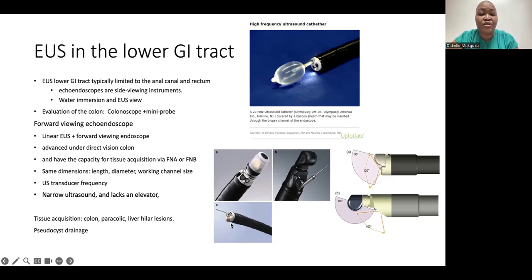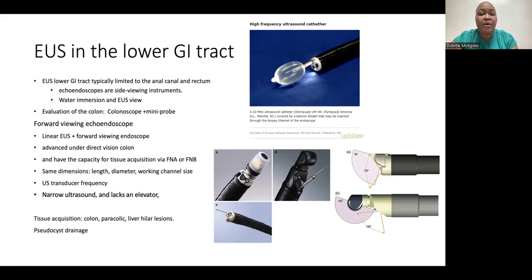The ultrasound transducer as well, meaning the quality and the frequency of the ultrasound transducer, is exactly the same as the typical linear EUS, which means you haven't lost quality and crispness of the image. You've simply gained a forward viewing endoscope. The ultrasound is just narrower, so the field is narrower, but the quality is the same. And unfortunately, it lacks an elevator to tip down and forward, which might impact interventions when you're targeting a lesion in a difficult position.